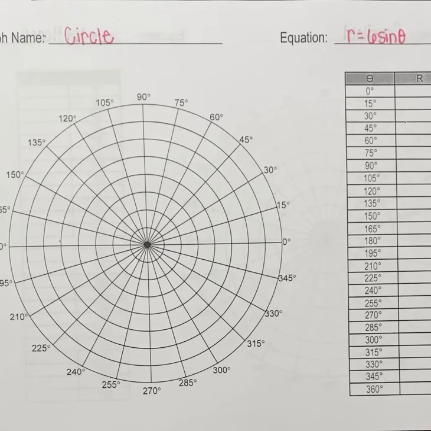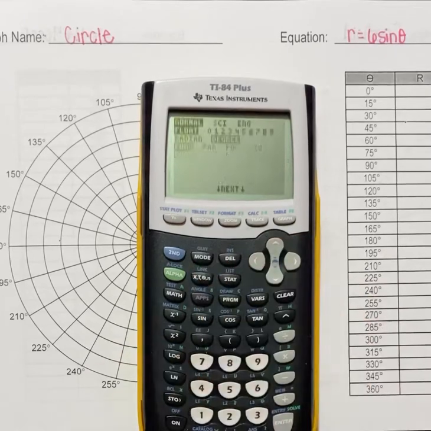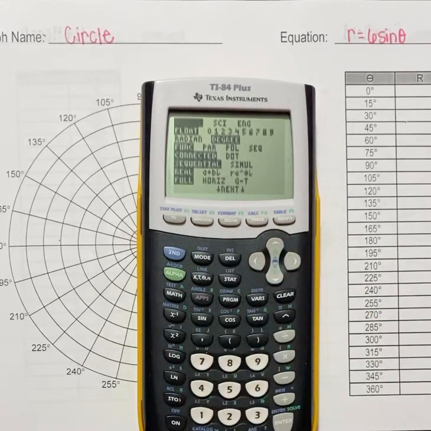Before, we looked at a circle with the center at the origin. Now we're going to look at it maybe not being at the origin. First thing we're going to do is make a table, and to make a table, we're going to use our calculator. First, go to mode and make sure your calculator is in degree mode, which it should already be.